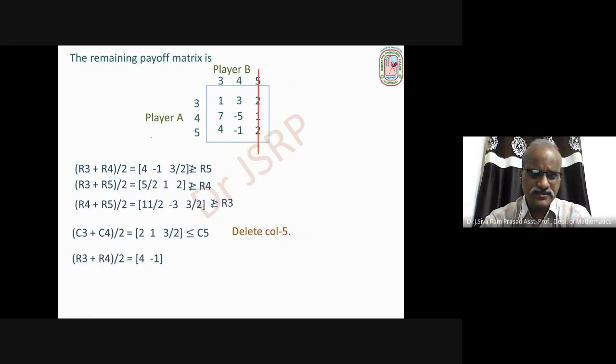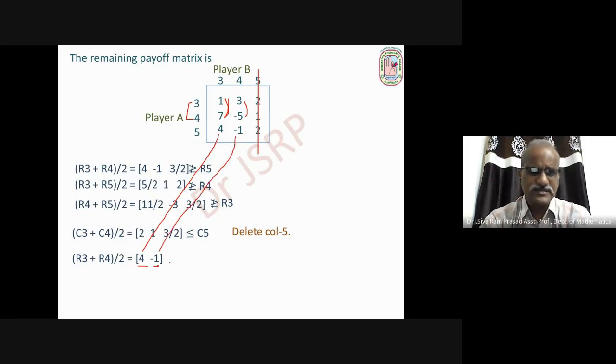Okay, so take average. So average of row 3 and row 4, 1 plus 7, 8, 8 by 2, that is 4. Next 3 minus 5, minus 2, minus 2 by 2, minus 1. So compare this average with row 5. So here 4 equal 4, here minus 1 equal minus 1.